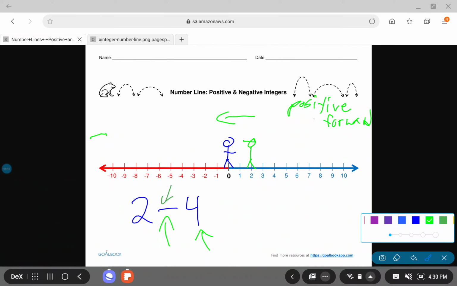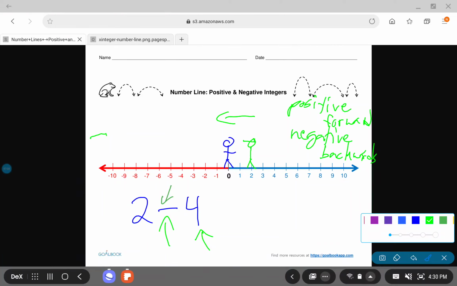With positive, you always walk forward. And with negative, you walk backwards. Always. Negative, you walk backwards. Positive, you walk forward. Doesn't make a difference whether you're talking about adding or subtracting. You always walk forward with positive, and you always walk backward with negative. The only difference with subtracting is we're facing a different direction.